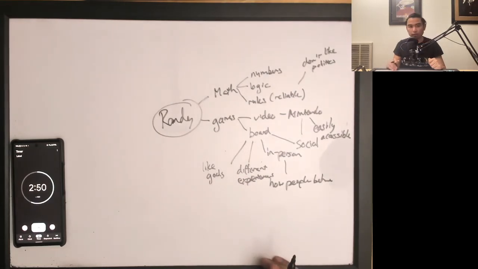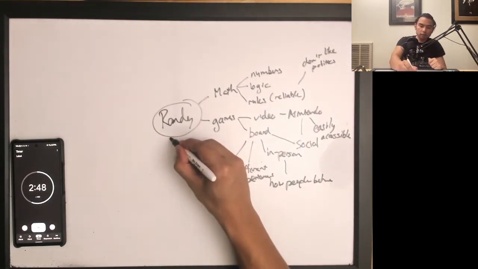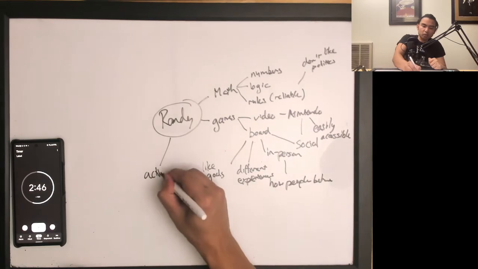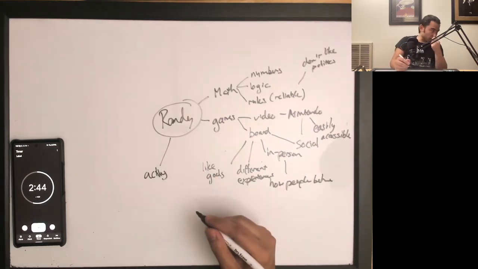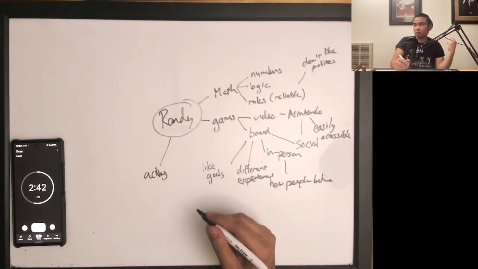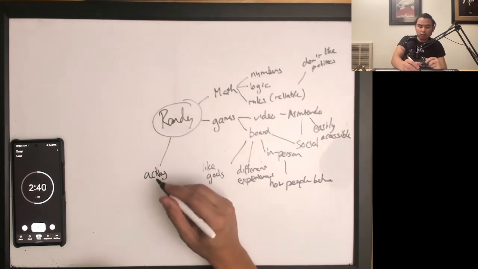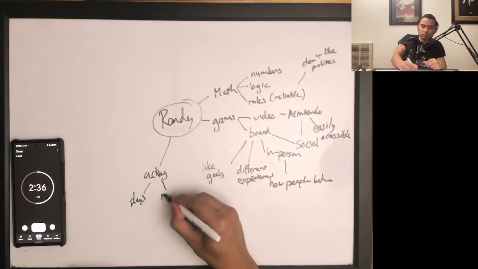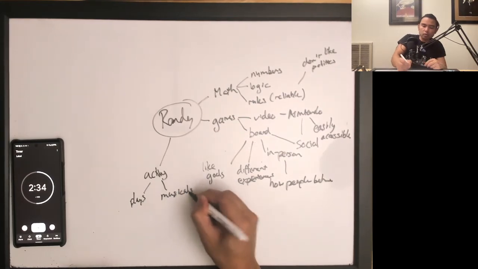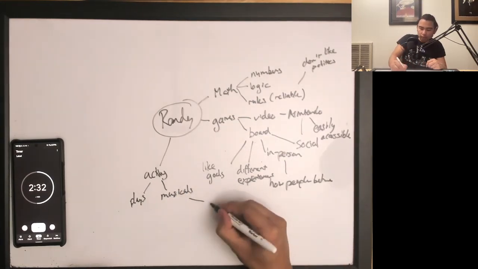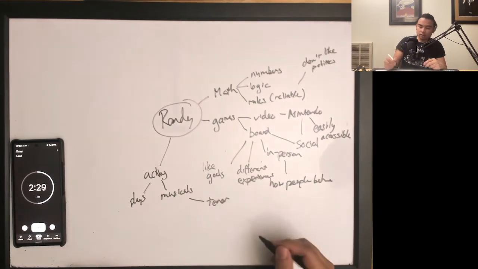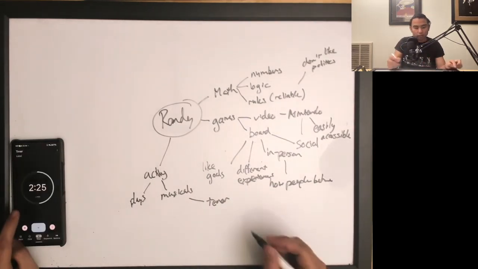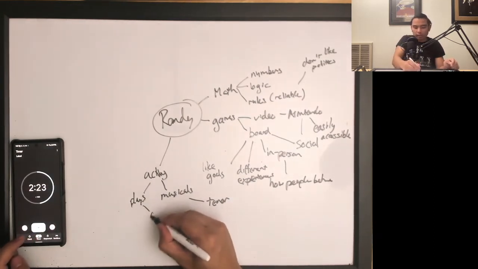Okay, what else? For a while, I liked acting for a while too. I pursued acting for about 20 years. I was into both plays and musicals. For musicals, I sang as a tenor, so I liked singing. I really enjoyed getting into character.